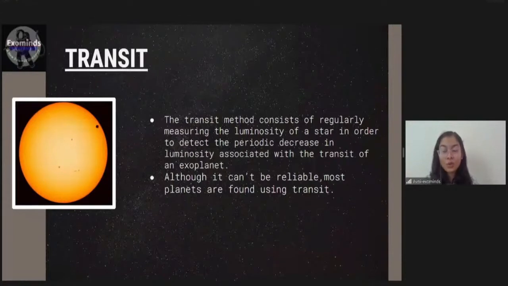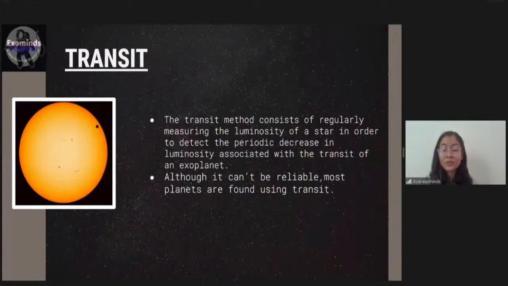Since the planet is overshadowed by the star, it appears black. We can see it in the GIF over here. This is a simulation of the Venus transit. We see that the planet Venus is black in color because of the overshadow. It is a very famous method, and almost 90% of the exoplanets were discovered through this method.